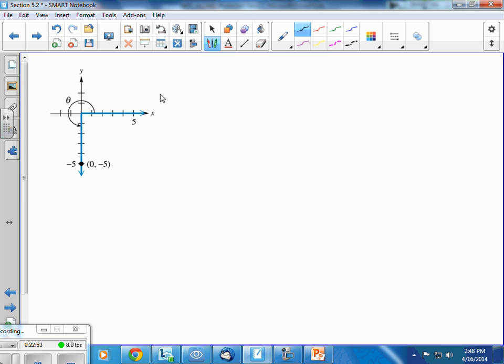Next, I want to look at what we're going to be calling, or I already defined it as, a quadrantal angle, and make sure that we begin looking at what's going to happen at quadrantal angles. Let's look at those six trig functions. So I have the sine of theta, cosine theta, tangent theta.